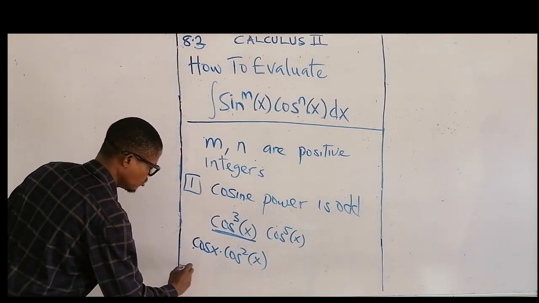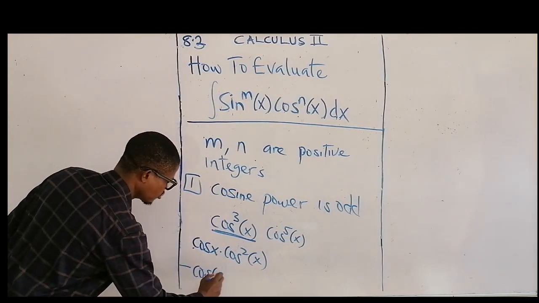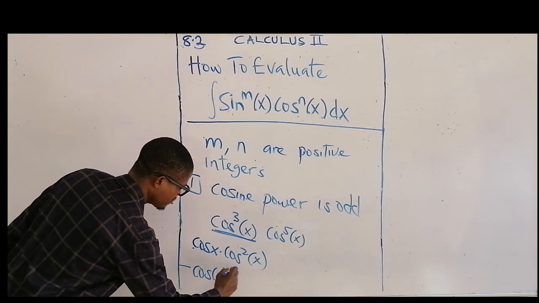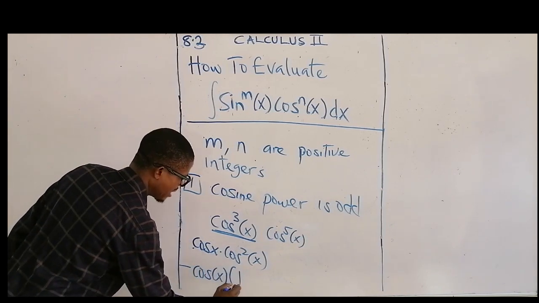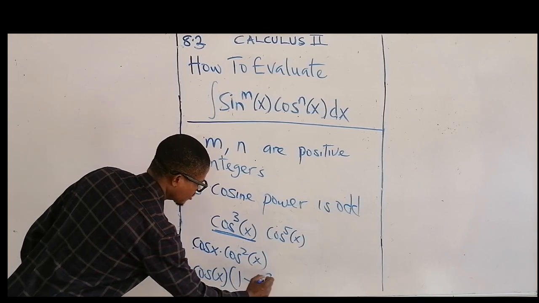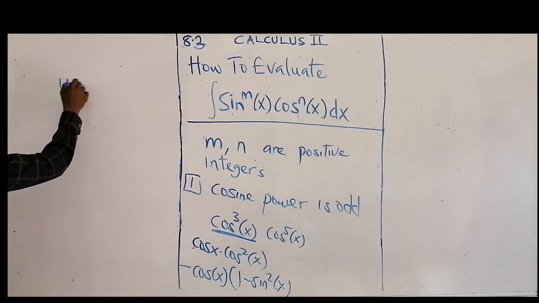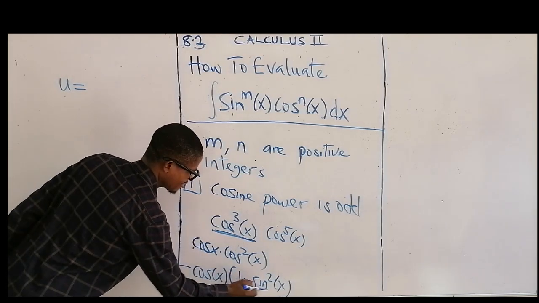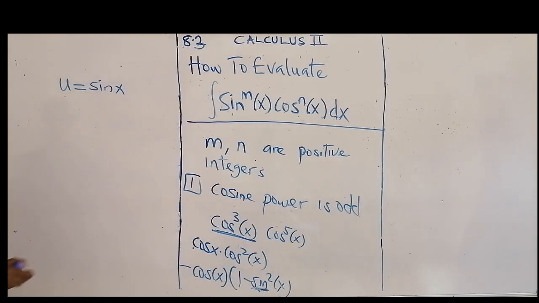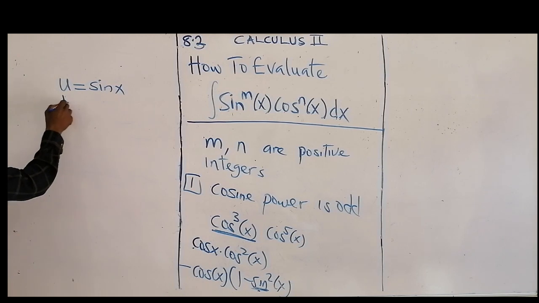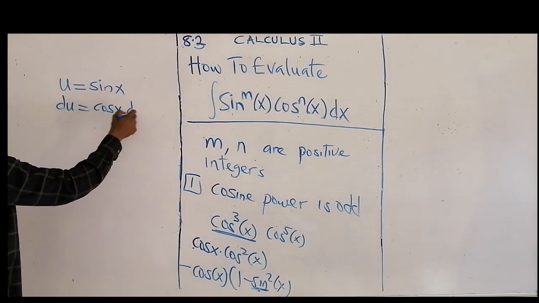Then the next thing to do is to begin to use your trig identity. This will be 1 minus sin²x. And then the final thing to do is to use substitution. Substitute for this. That will be this. That's a u substitution. Then you get your u, cos², dx.